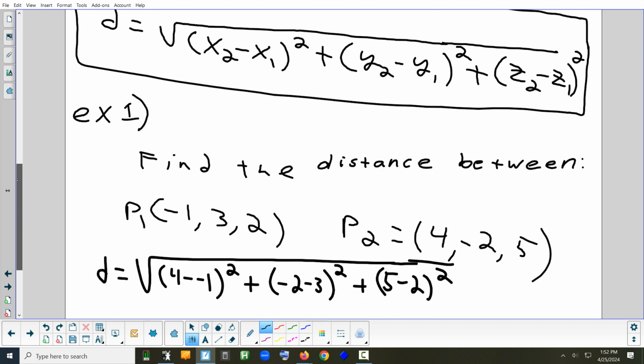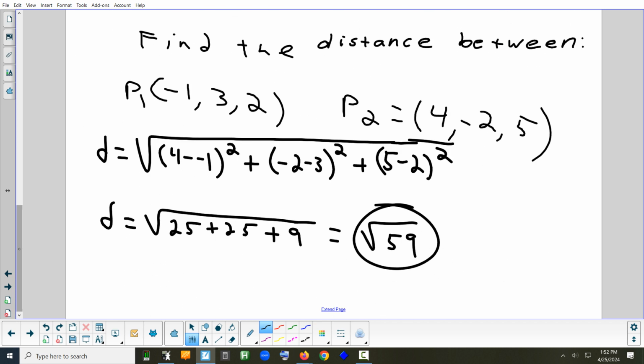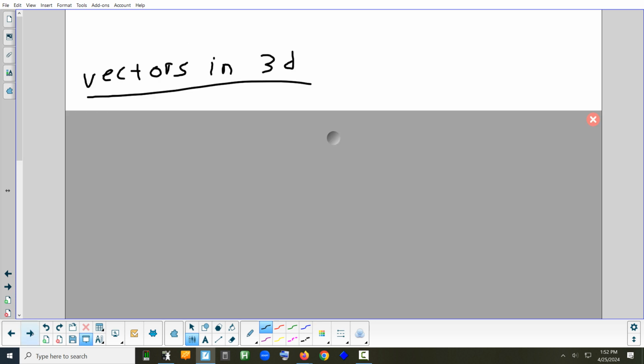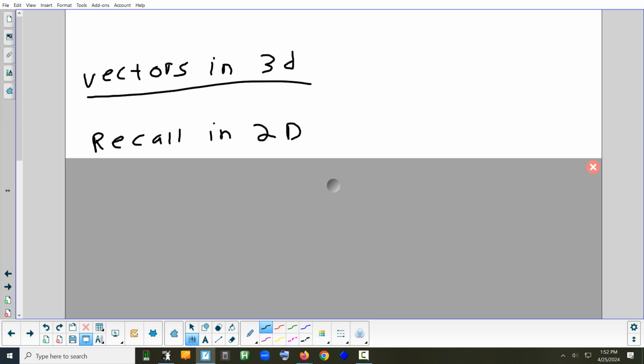All right. So any question on finding the distance between 2 points in 3D? Okay. So next thing is vectors.